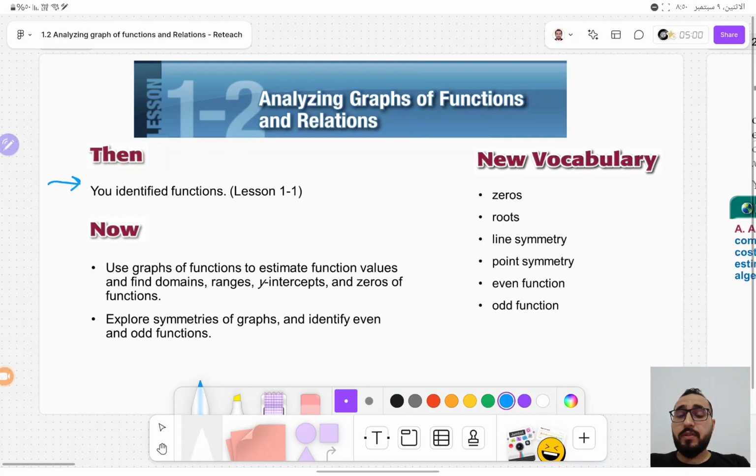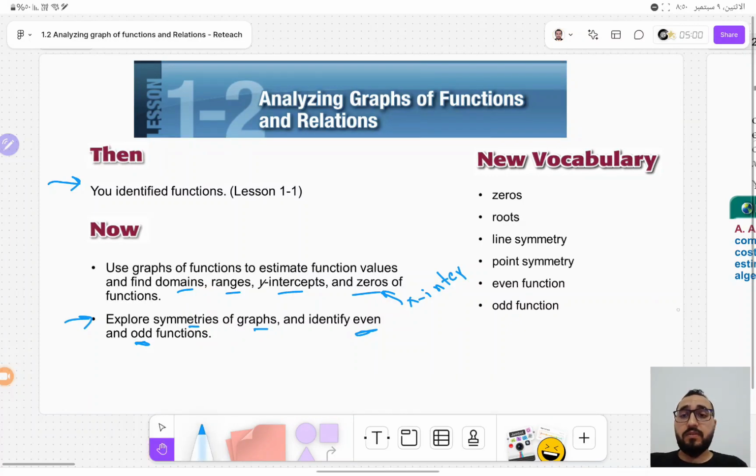In lesson 1 we learned how we can identify the function. Now here we are going to learn how we can find the domain, range, y-intercept, and zeros. Zeros means x-intercept, okay? So this is what we are going to learn during this chapter. Also, in the second part, we are going to learn how we can find symmetry in graphs, and when it's an even function and when it's an odd function.